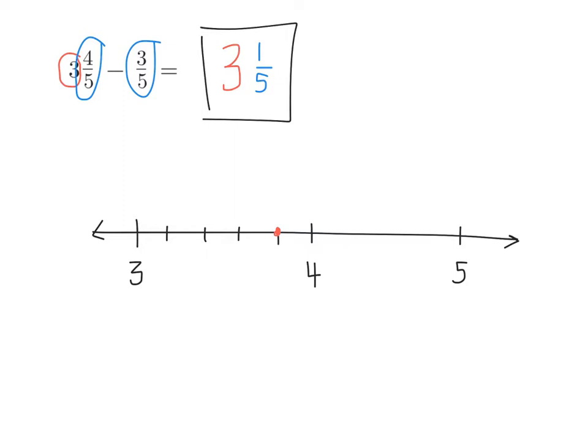Let's see how that works on a number line. Go ahead and draw yourself a number line. And on the number line, find 3 4/5. You can see it's right here. Now if I'm going to take away 3/5, 1, 2, 3, I end up right here. Well, that, of course, is 3 1/5. So on the number line, we can see that 3 4/5 minus 3/5 is 3 1/5.